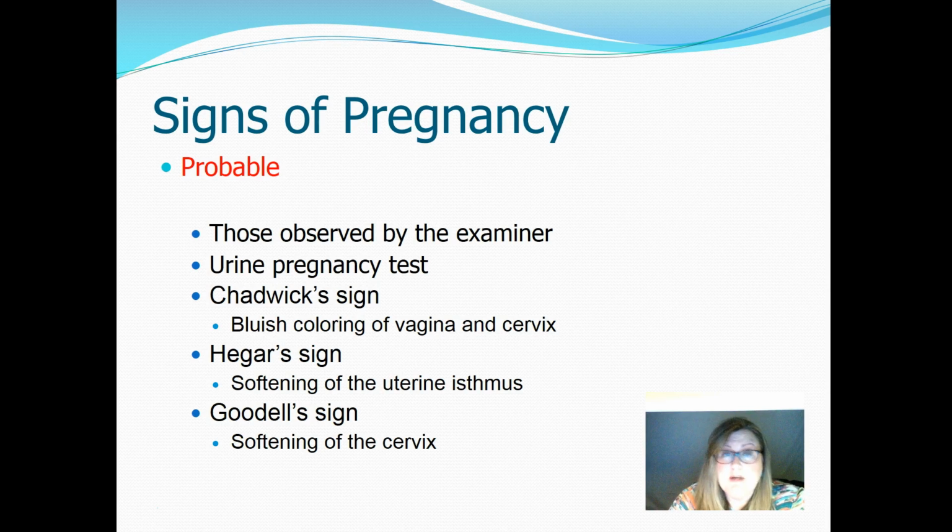Probable signs of pregnancy, so things that we see that we say they're probably pregnant. These are things that I can observe as a clinician, or you can observe as a nurse. Urine pregnancy test, so UHCG is positive. This is when the chorion secretes human chorionic gonadotropin, HCG, and it is indicative of pregnancy.